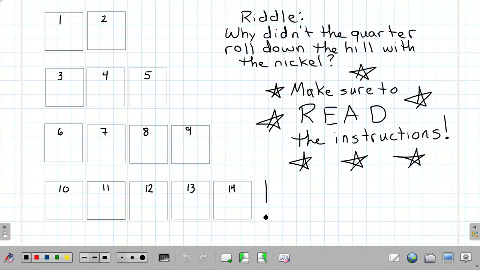Now, this next part is a little activity for you. I'm not going to work every single question out because there are a total of, I think, 28 questions on here. But once again, make sure you read the instructions. The riddle is, why didn't the quarter roll down the hill with the nickel?